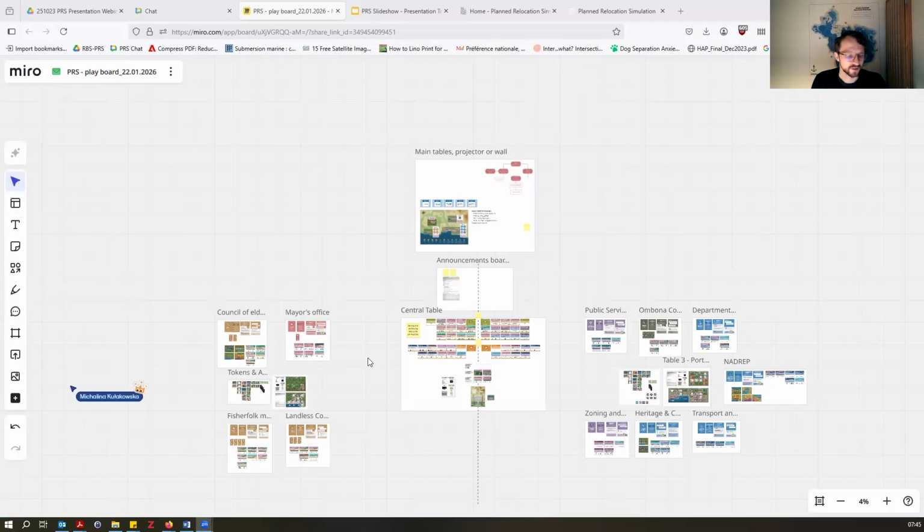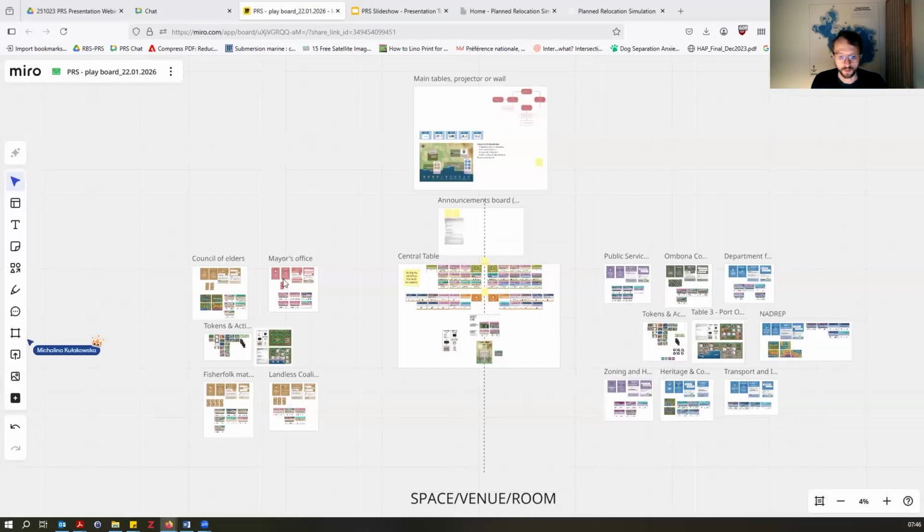Great. I'll also pause just in case there are questions, but as Michalina mentioned, you can think of all of these boxes on the Miro here as essentially envelopes. When you get all the materials, you can just put them, as they are presented here, into envelopes, and then place them in front of each of the players.